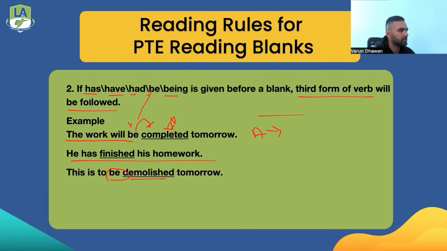So in most of the cases, if you have a blank after has, have, had, be, being, you have to make sure you use third form of verb. If there's a blank after be, in active form, ing form. This will be completed tomorrow. He will be completing this tomorrow. Remember this thing.